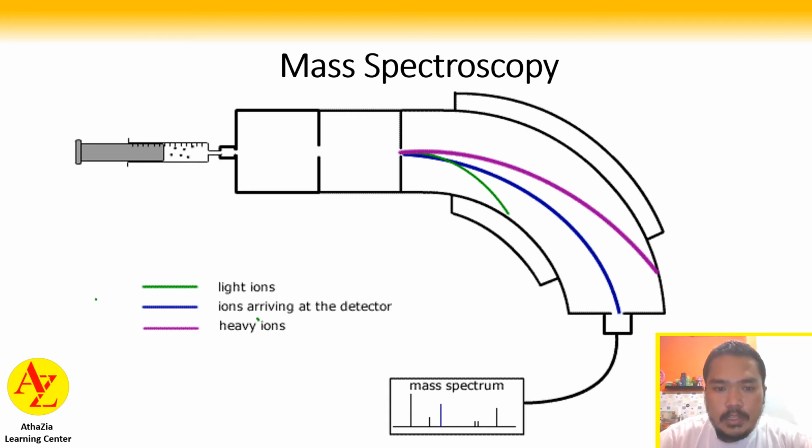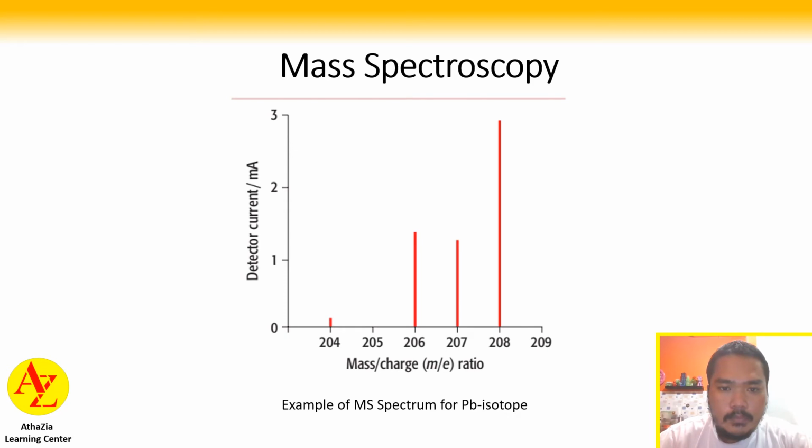These are inside the deflection chamber. As you can see here, the green color is the light ions, the blue is the ions that are arriving at the detector, and the purple one is the one with heavy mass. Then these are the data that we have after we use a mass spectrometer.